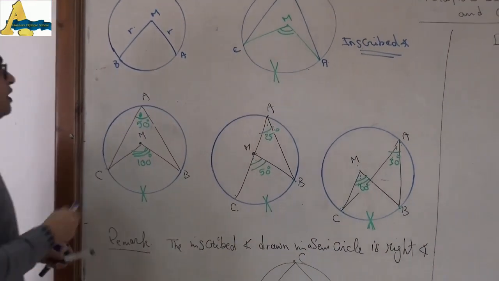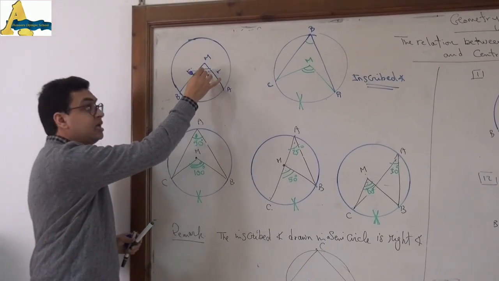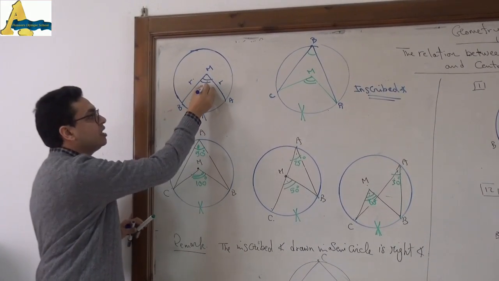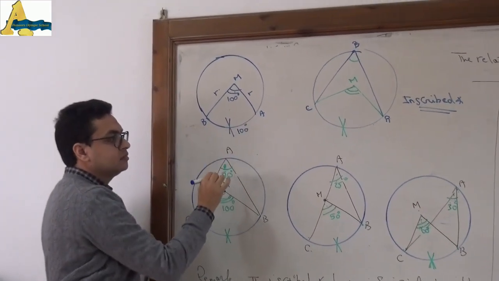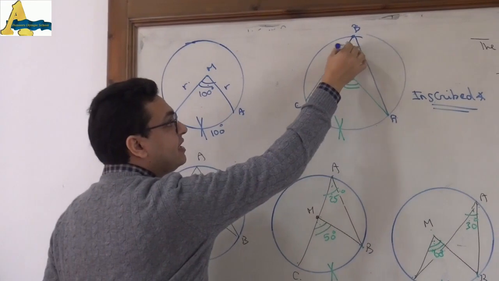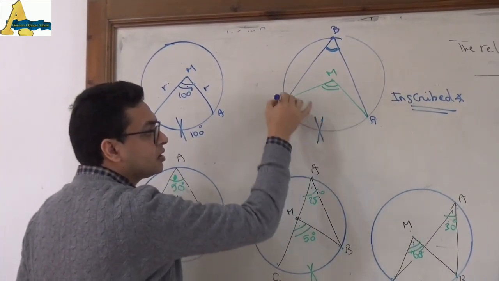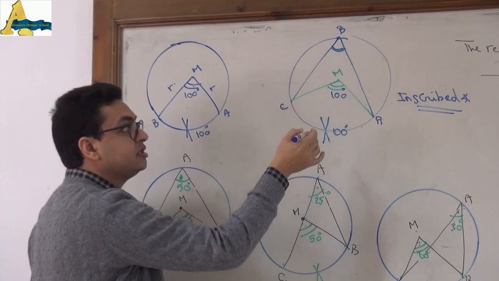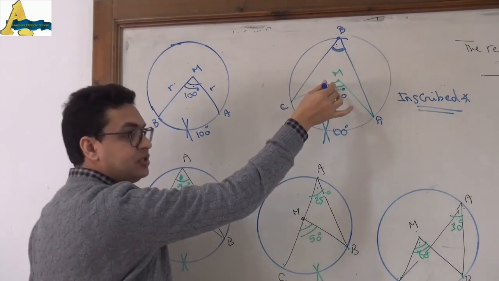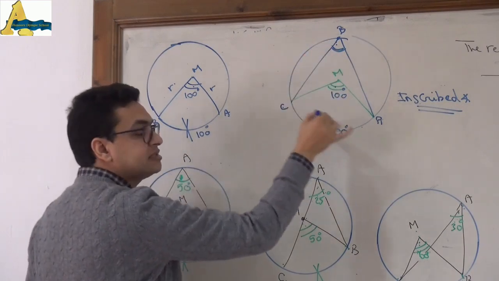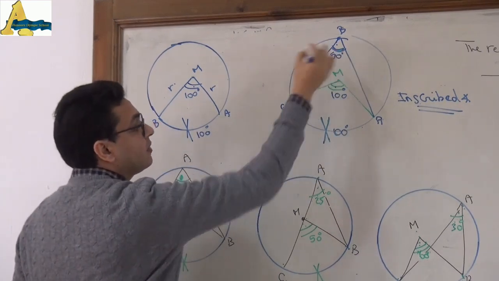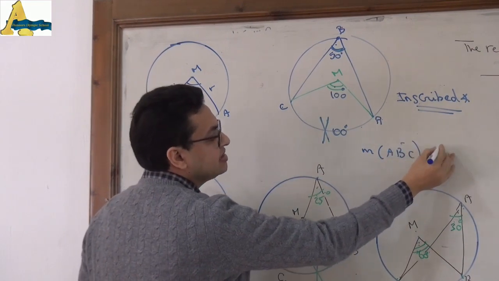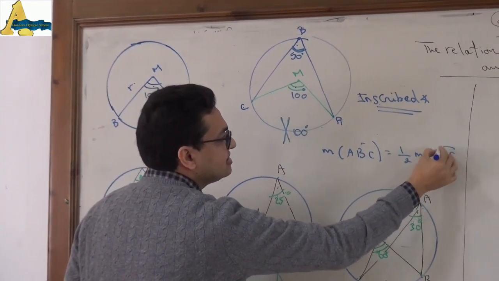Right. We have studied also that the measure of a central angle equals the measure of the arc subtended by it. So if the measure of this central angle is 100 degrees, the measure of this arc is 100 degrees. Which means the inscribed angle equals half the measure of the subtended arc. If the measure of this arc is 100 degrees, the inscribed angle equals half of it, 50 degrees. Remark: the measure of inscribed angle ABC is half the measure of the arc AC subtended by it.